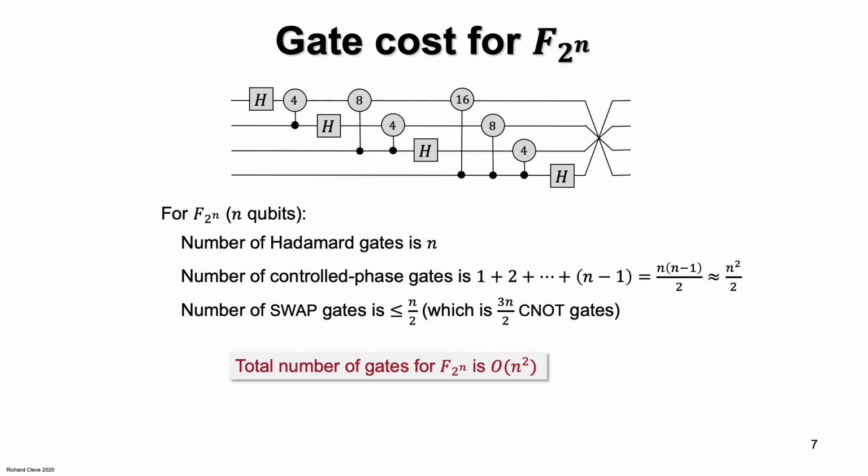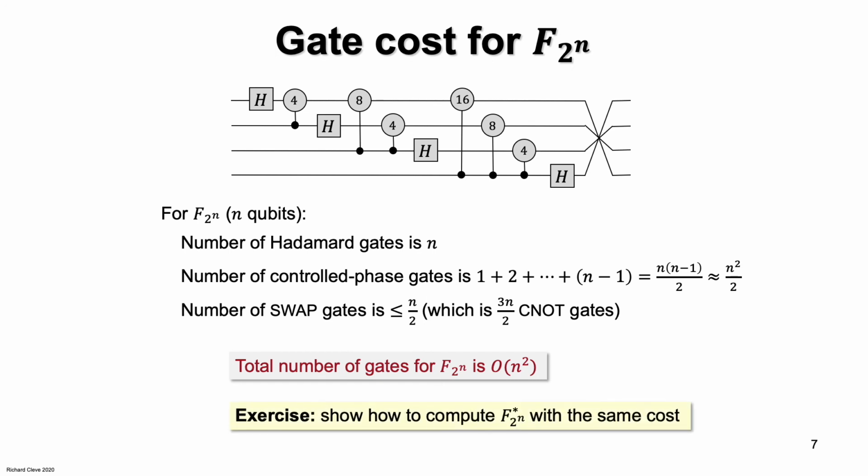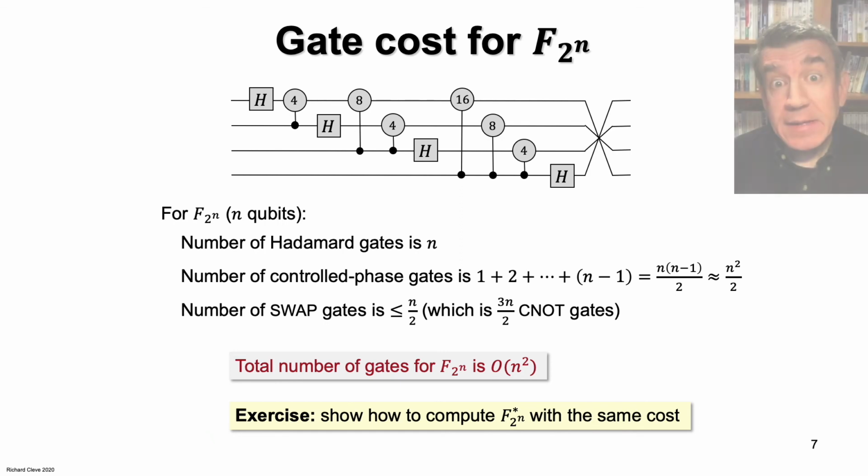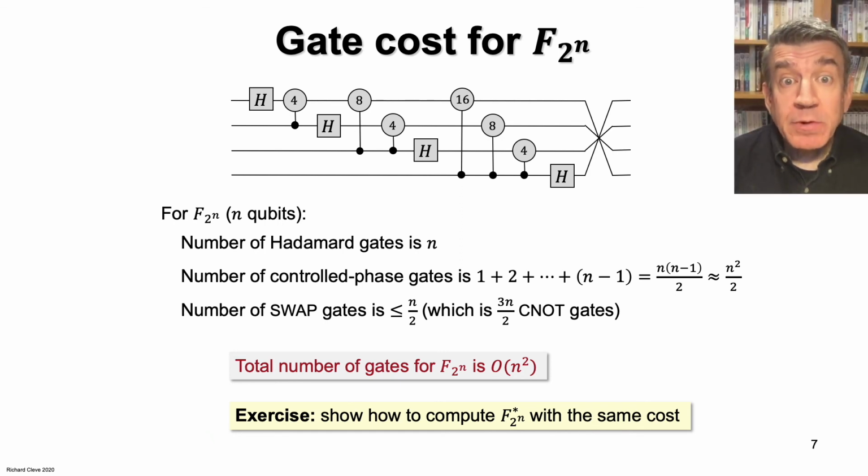I'll leave it as an exercise for you to think about how to compute the inverse Fourier transform, F star 2 to the n, with the same efficiency. It's not that hard. In fact, there are 2 approaches which lead to slightly different circuits. In the next lecture, we'll consider the phase estimation problem, a very powerful quantum algorithmic primitive for which this particular Fourier transform is ideally suited. And we'll end this lecture now.